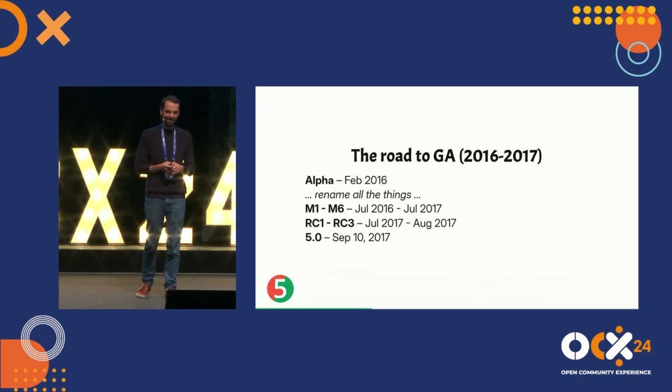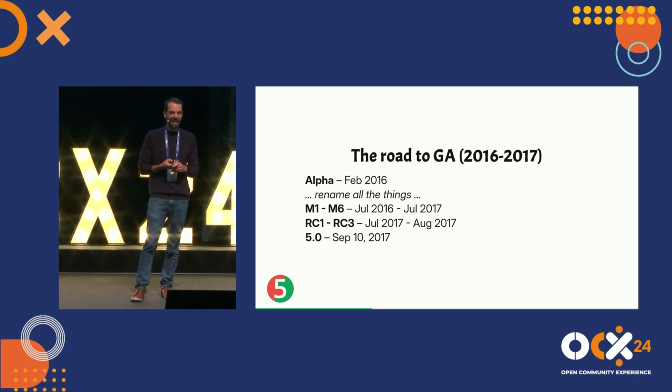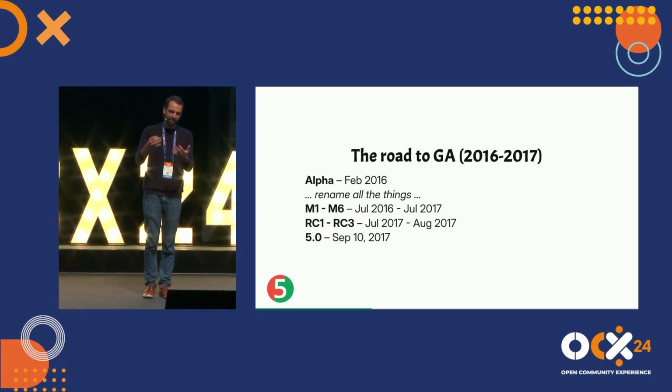However, as it goes, life got in the way. It took us more than 6 weeks, of course, to finish this, which was obvious. But we did a first alpha in February 2016. We decided to rename things and did a bunch of milestone releases. And then, eventually in September 2017, the 5.0 release was shipped.